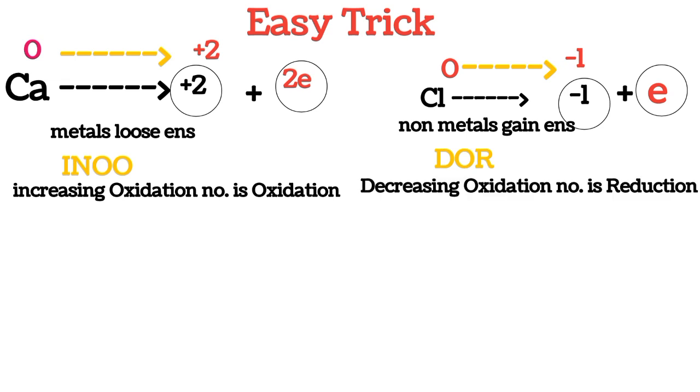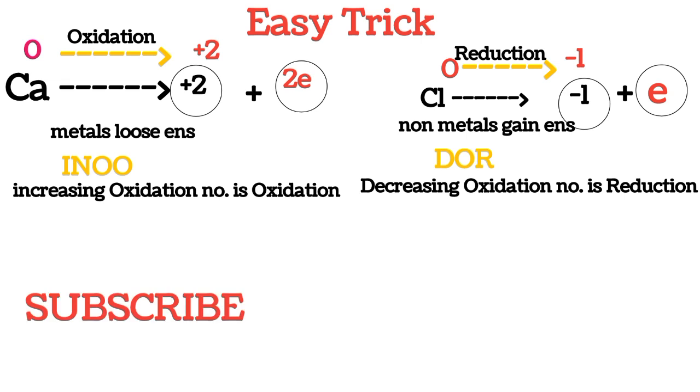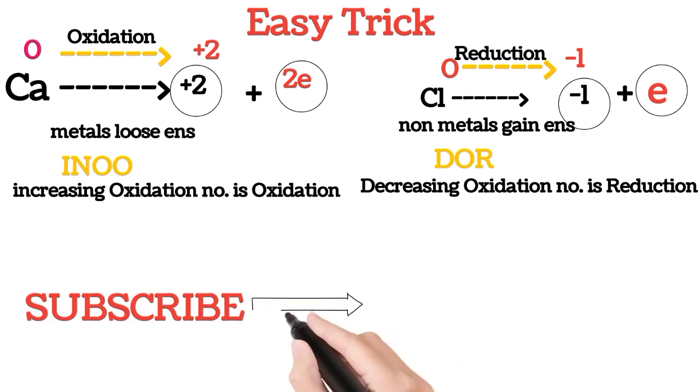We have a simple mnemonic that will help us remember: INO and DO. INO means increasing oxidation number is oxidation, while DO means decreasing oxidation number is reduction. Increasing oxidation number is oxidation, decreasing oxidation number is what? Reduction. So from 0 to +2 is an increase, that is oxidation, while from 0 to -1 is reduction.